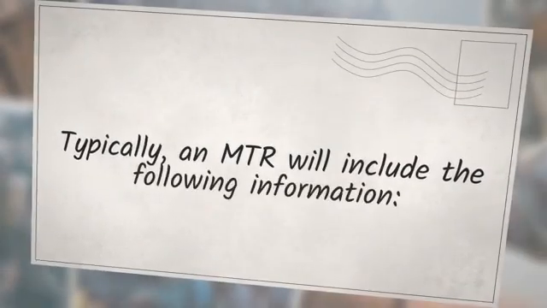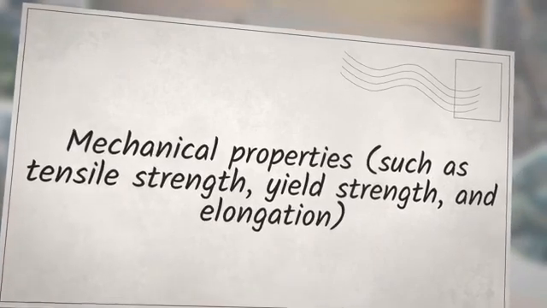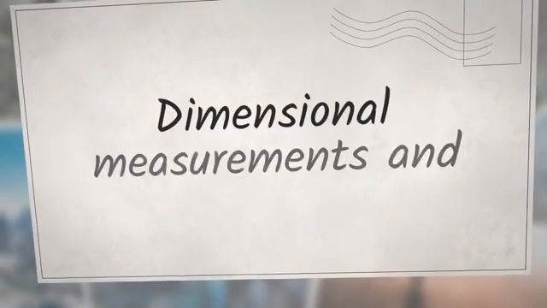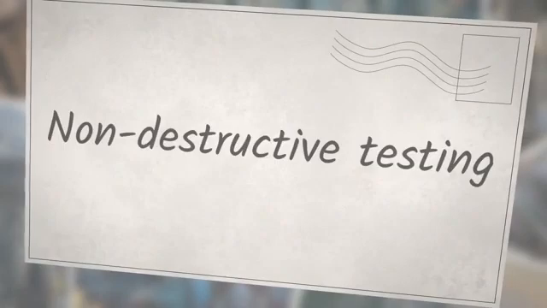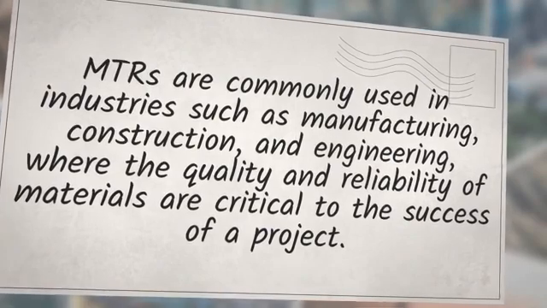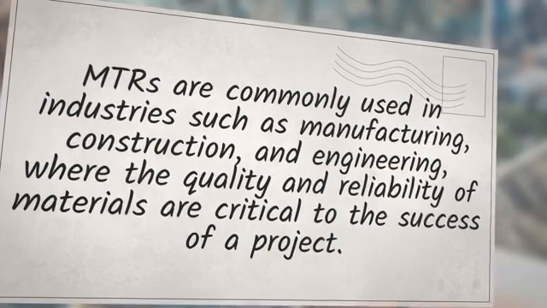Typically, an MTR will include the following information: material identification and description, chemical composition and analysis, mechanical properties, such as tensile strength, yield strength, and elongation, heat treatment information, dimensional measurements and tolerances, non-destructive testing results, if applicable, and any additional testing or inspection results. MTRs are commonly used in industries such as manufacturing, construction, and engineering, where the quality and reliability of materials are critical to the success of a project.